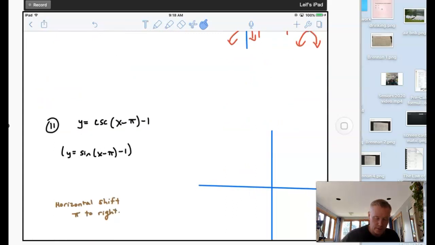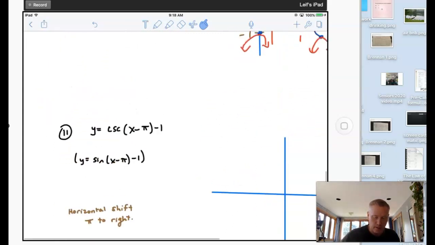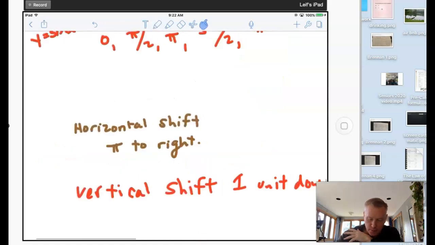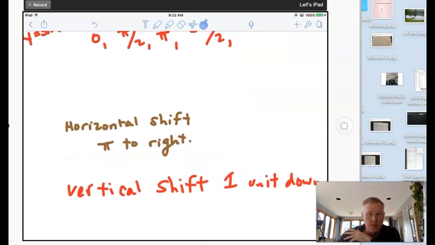And moving along, here's my last problem of the day. And it's got that -1 at the end, which is a vertical shift. So this one's got a couple shifts. It's got a vertical and a horizontal shift. So it's going to go pi units to the right because of the minus pi there, okay? And the -1 over here at the end is going to move everything down. That's a vertical shift of 1.